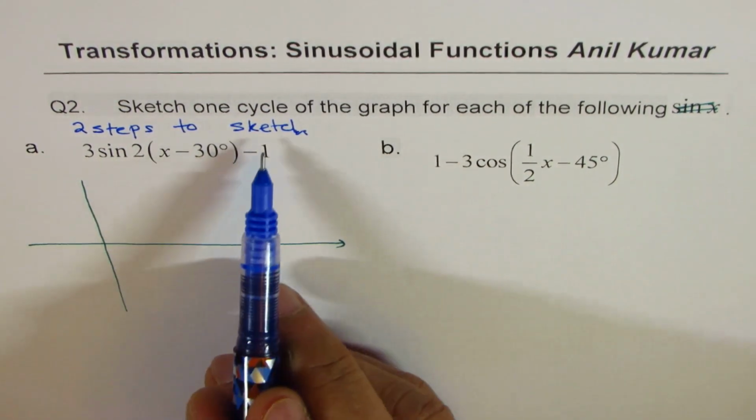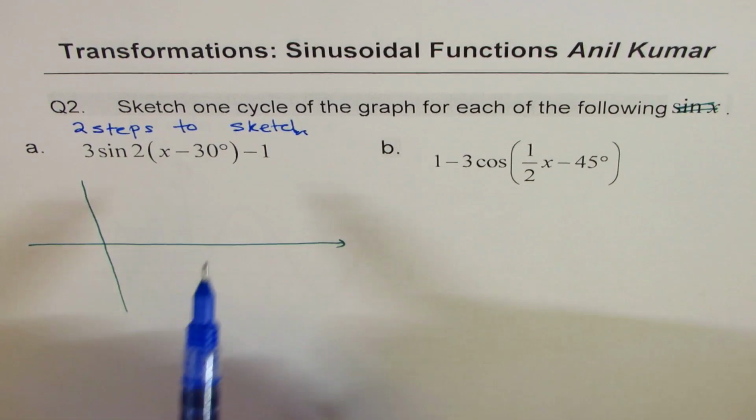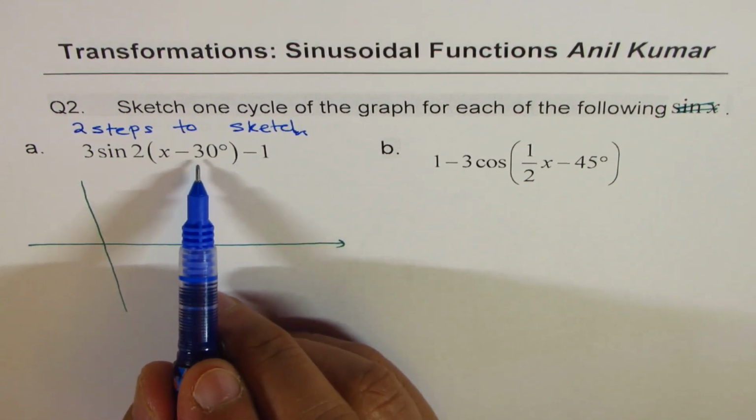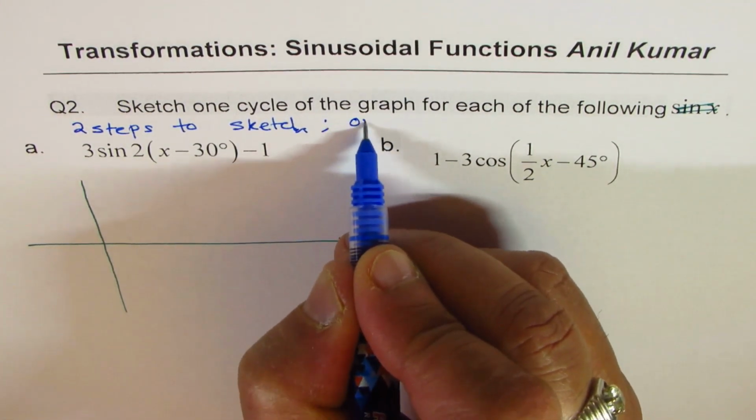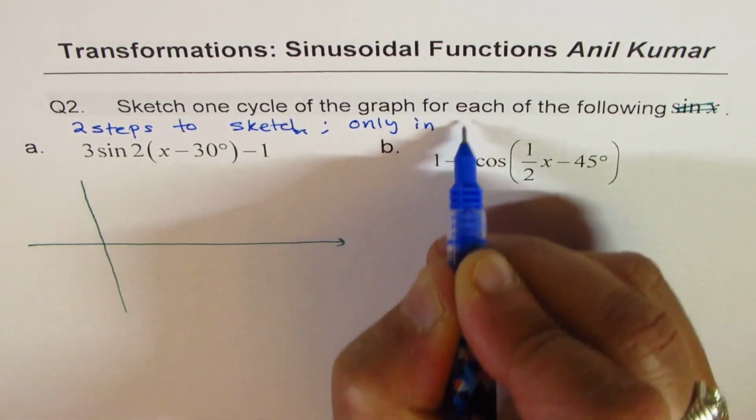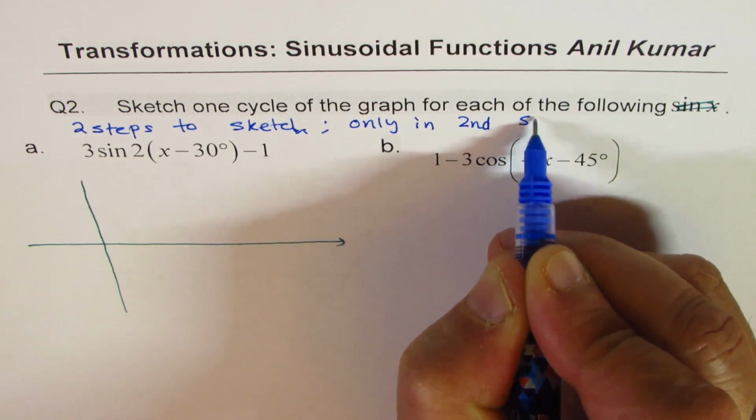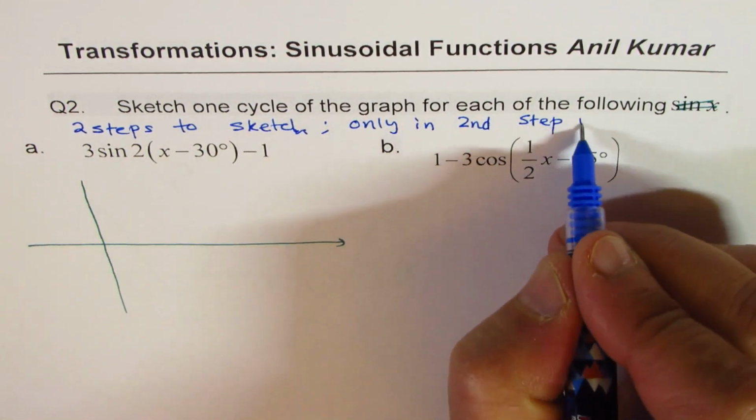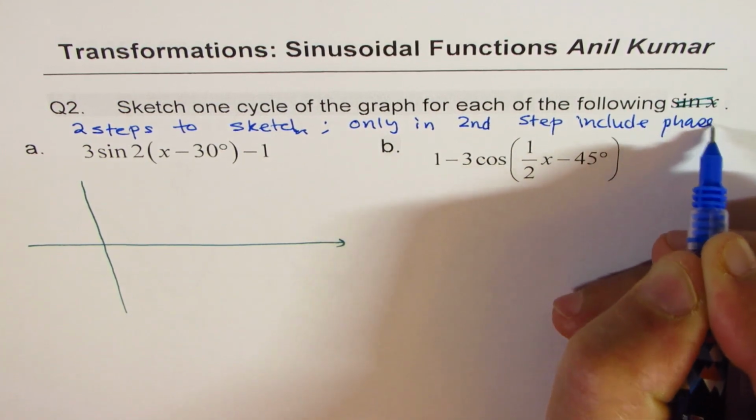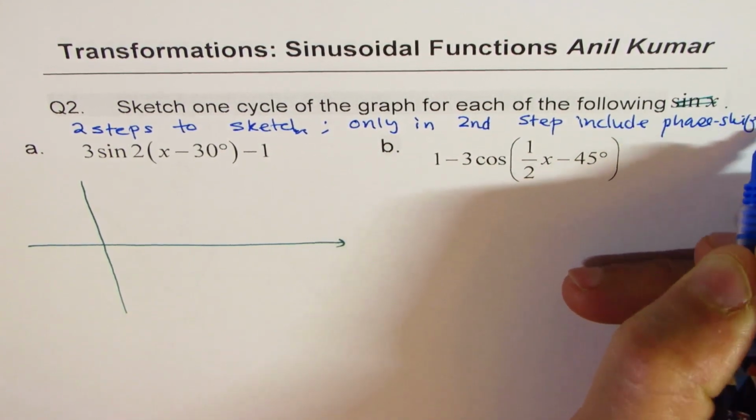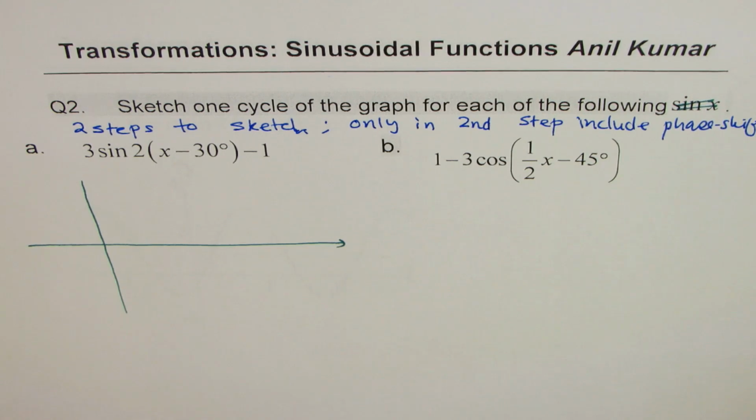Right, so I'll follow the two-step sketch. In the first step, I'll not include the phase shift, right? Only in the second step will I include the phase shift. Okay, that will help you to easily sketch these functions.